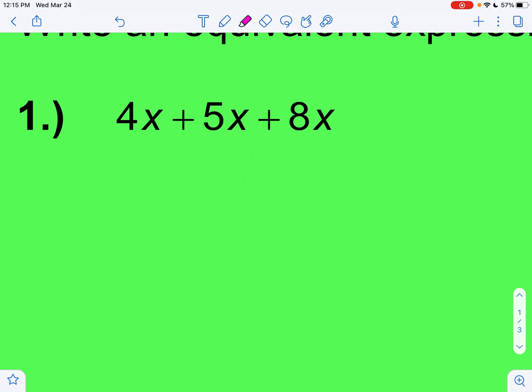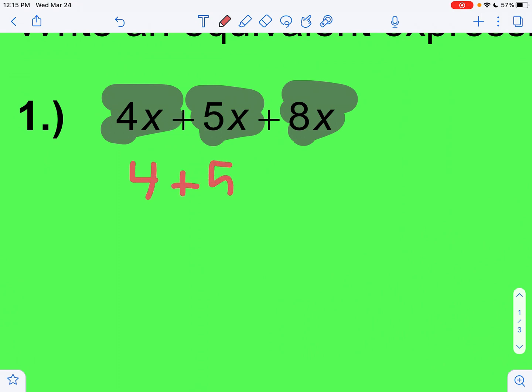For this lesson, I like to have a highlighter, and I like highlighting which terms are the same. So we have 4x plus 5x plus 8x. If you notice, all three have x's, so all of these can be combined. We're really taking 4 plus 5 plus 8. 4 plus 5 is 9, 9 plus 8 is 17, but we can't forget that x on the end. So it is 17x.